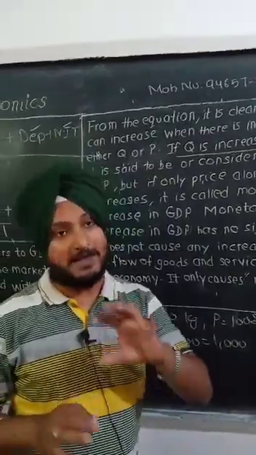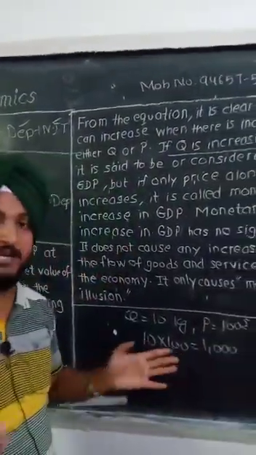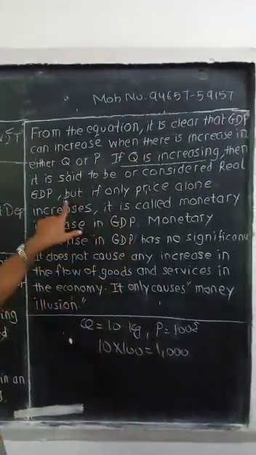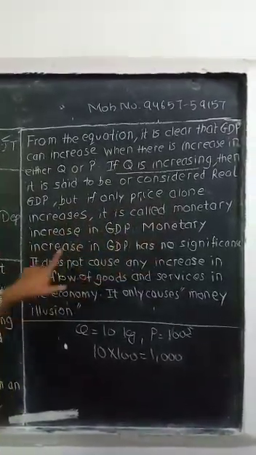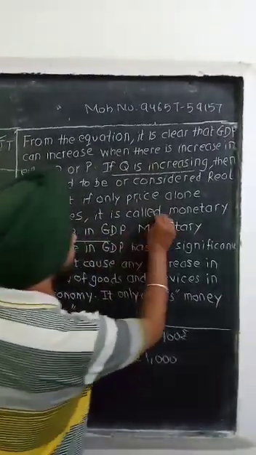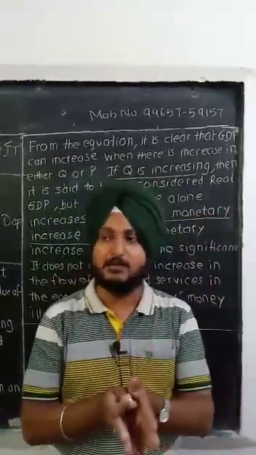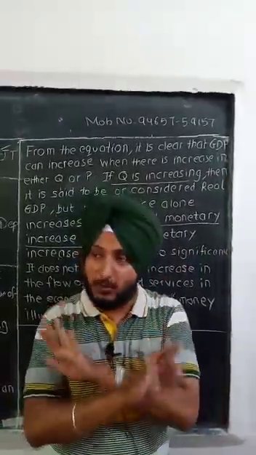Means if the prices are only going high, it will increase the money flow, but it has no significance. Okay, you can see here again, if only price alone increases, it is called monetary increase in GDP. It simply means that there is no change in the production. Production is same, but the prices are going high. It does not have any economic significance.